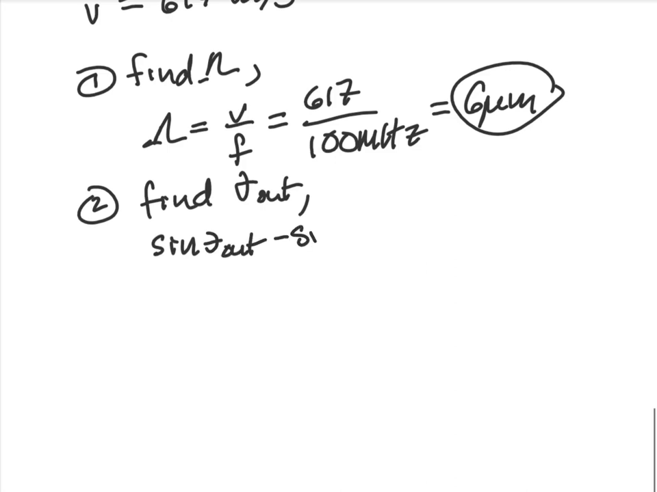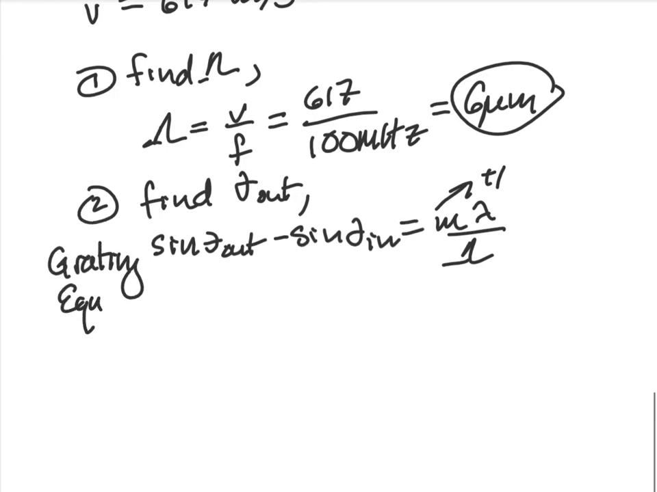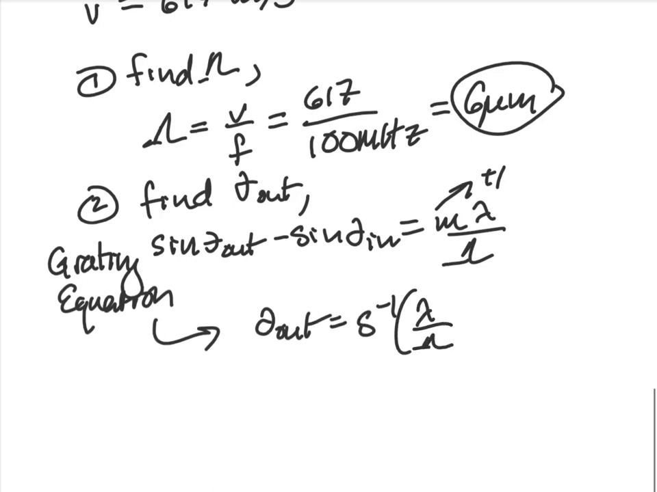So the output angle is going to be given to us from the grating equation shown here. We're going to choose the positive +1 order of diffraction. That's m equals +1. And we're going to solve then for the output angle as the arcsine of little lambda over big Lambda, plus the sine of the input angle.